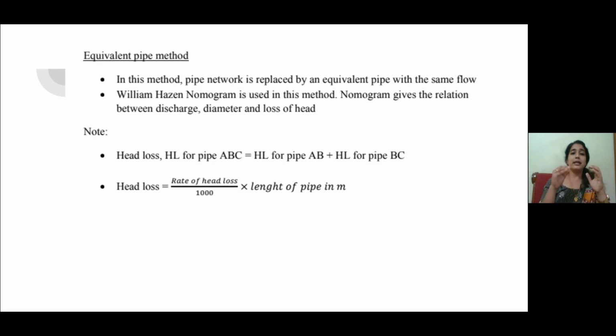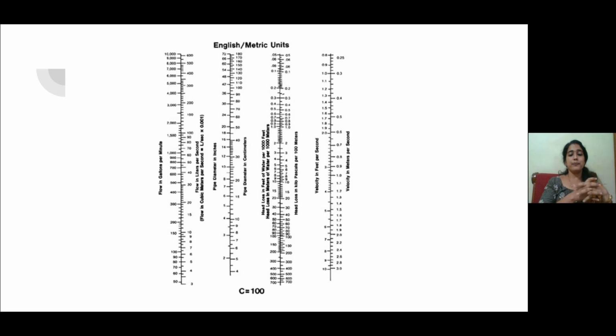And here an important item in this method is the Williams-Hazen nomogram. That is this. Here you can see 4 scales, and in each scale you can see the right hand side and left hand side. The first scale shows the flow, that is the discharge. The left hand side of the first scale shows the flow in gallons per minute, and the right hand side shows the flow in liters per second, that is the actual discharge that is passing through the pipe.